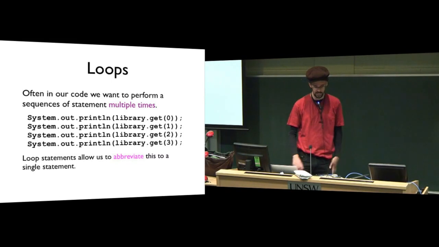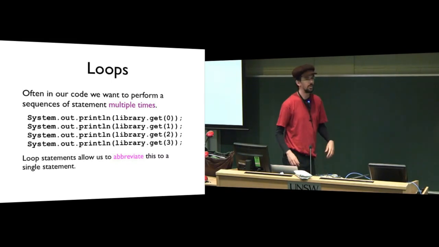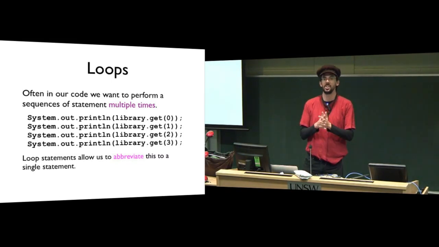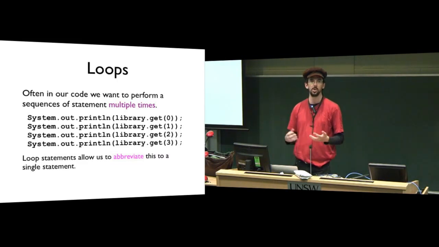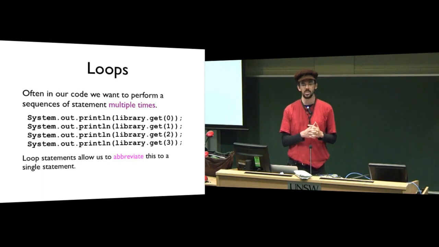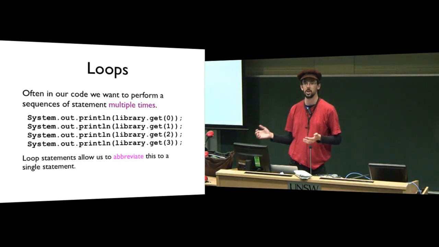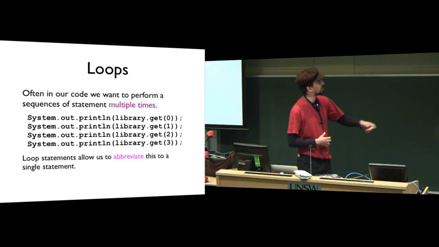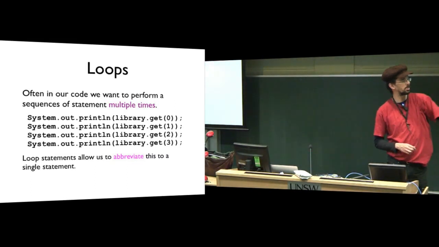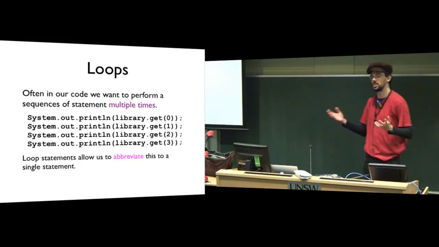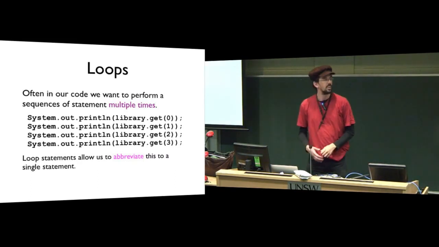Okay, so when we have a list of things, often we want to do some operation on everything in the list. So if, for example, we have our library and we wanted to print out the entire catalog of our library, we want to print object 0, and then object 1, and then object 2, and then object 3, and so forth and so on.